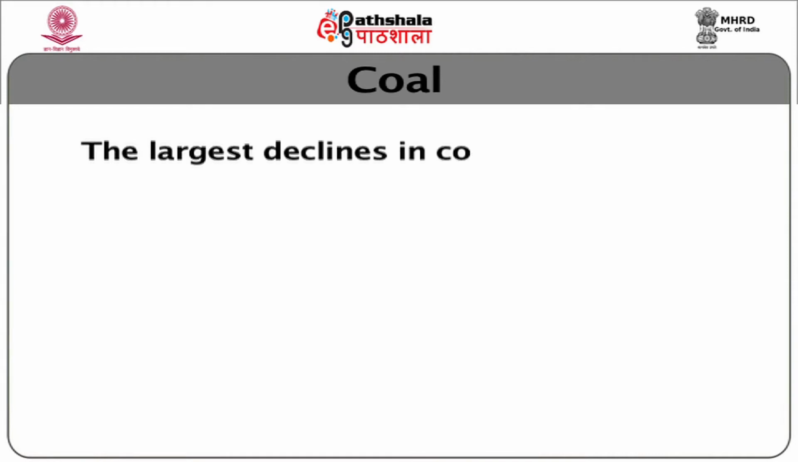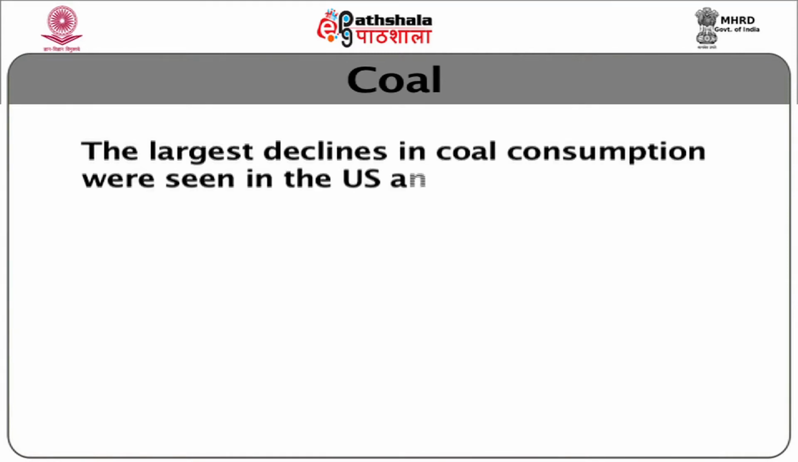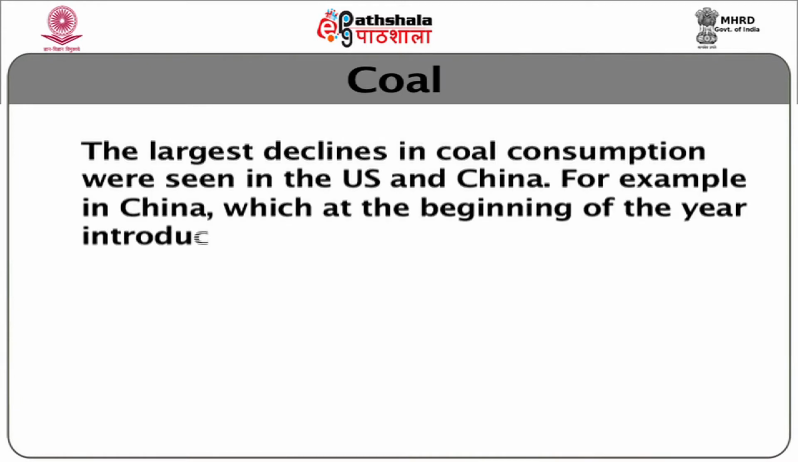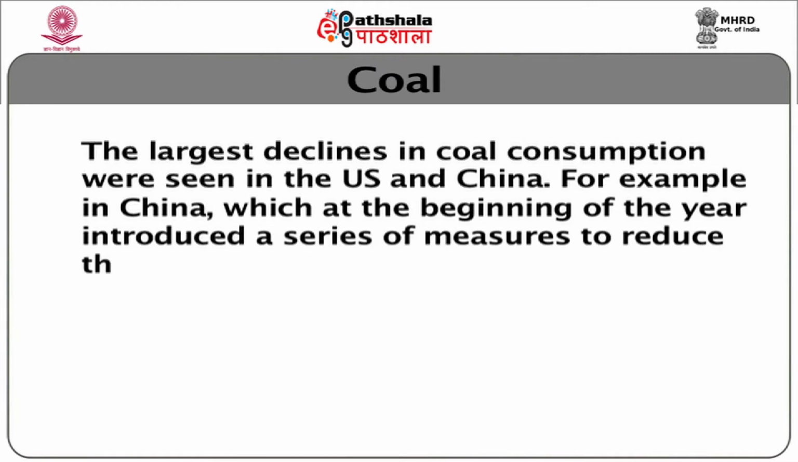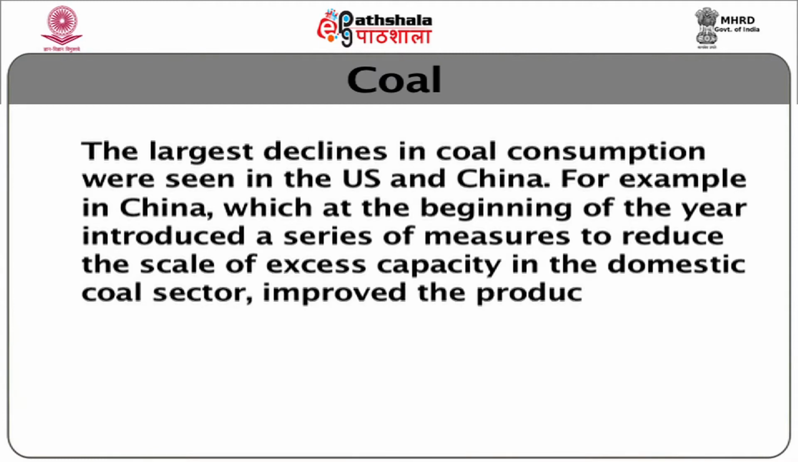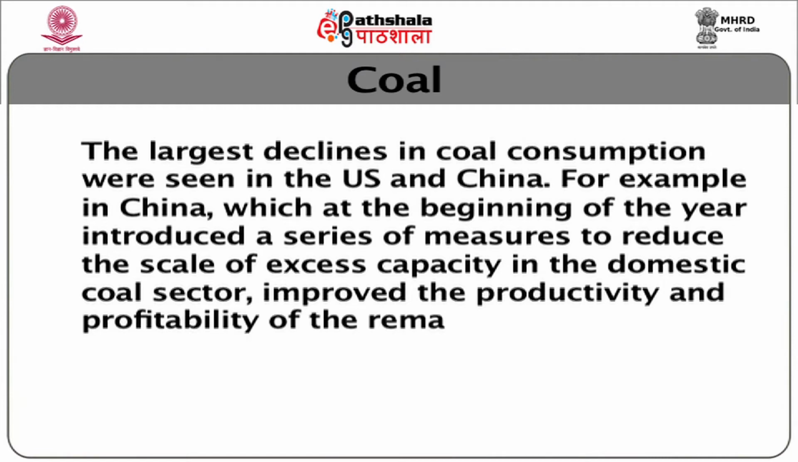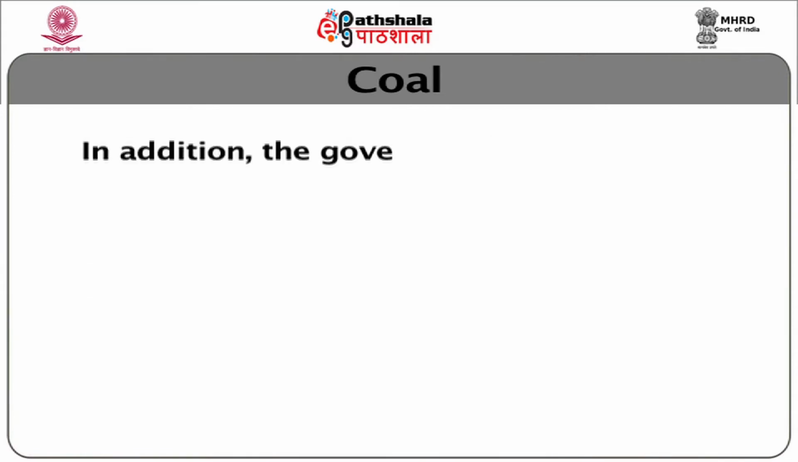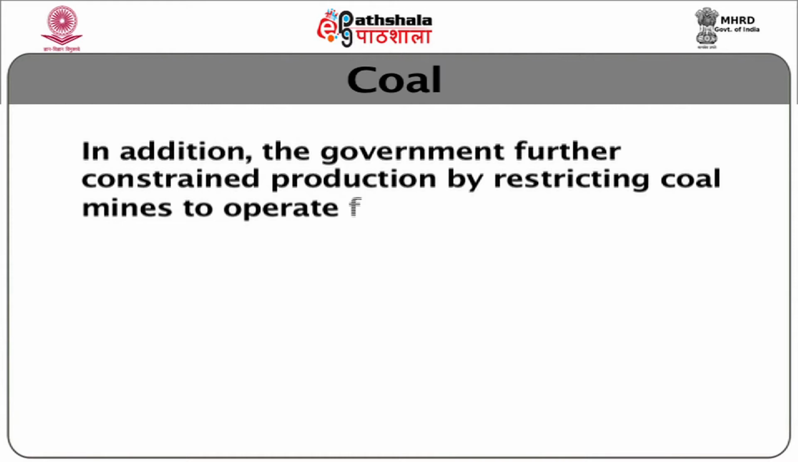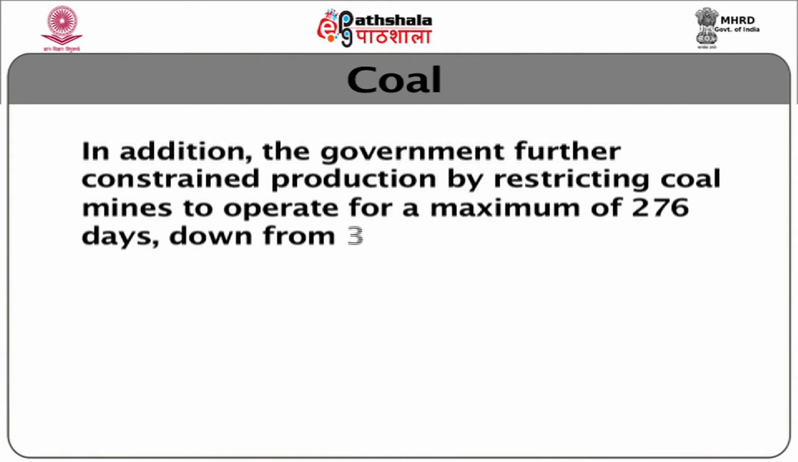The largest decline in coal consumption was seen in the US and China. For example, in China, which at the beginning of the year introduced a series of measures to reduce the scale of excess capacity in the domestic coal sector, improved the productivity and profitability of the remaining mines. In addition, the government further constrained production by restricting coal mines to operate for a maximum of 270 days, down from 330 days.